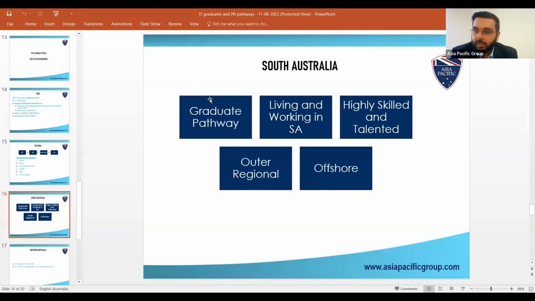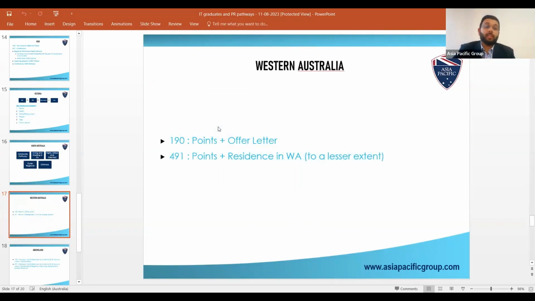So graduate pathway is always easy. Now, Western Australia, Perth, basically, is an excellent option. Okay. So what they've done is basically they've made the rules very straightforward. We don't care too much about the points. What they've said is that we mainly care about your points and your offer letter. So Western Australia is pretty solid, and if you have a good profile, that's a real possibility.